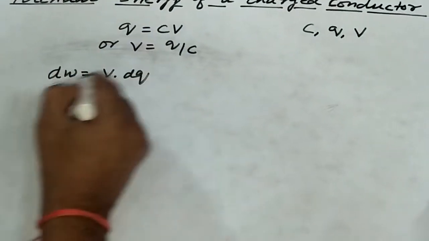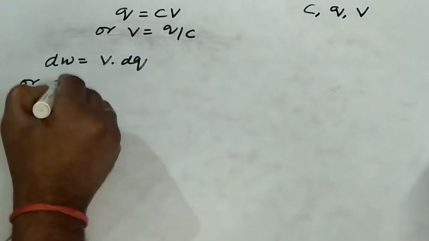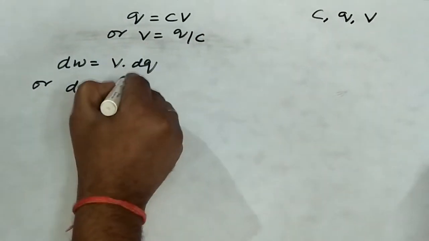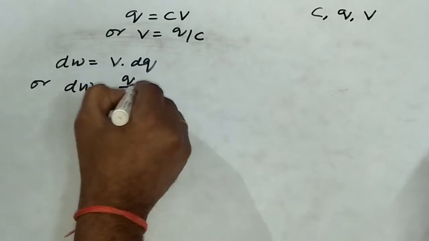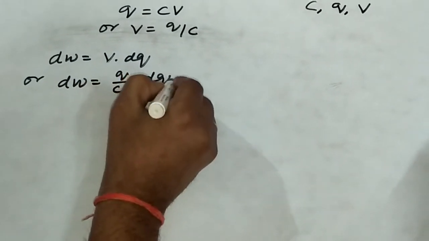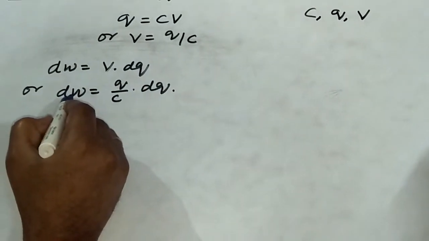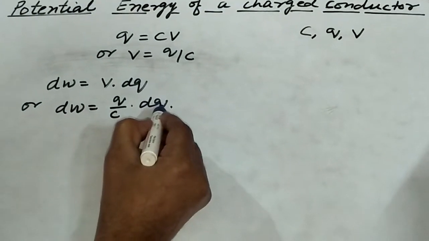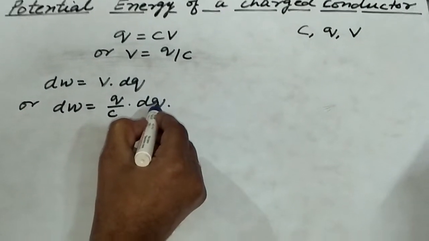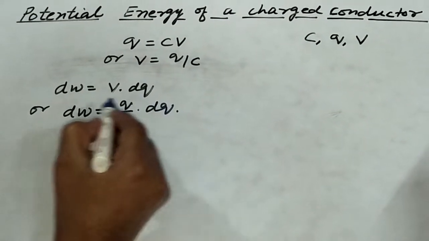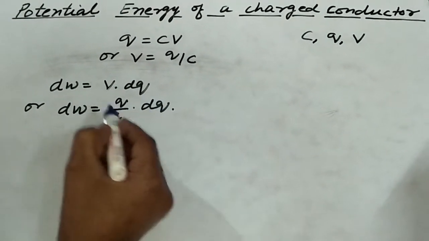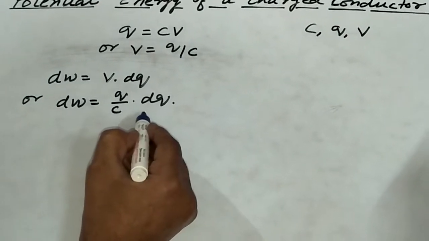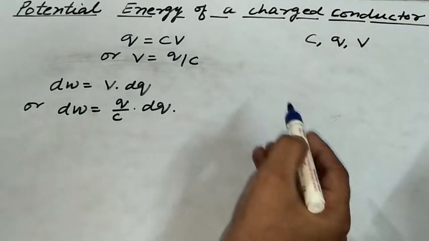By definition, dW is equal to, in place of V, Q by C into dq. This is the work done in charging the conductor by giving a small charge dq. But our aim is to find the work done in charging the conductor from the uncharged condition, that means when Q is equal to 0, to finally a charge Q.